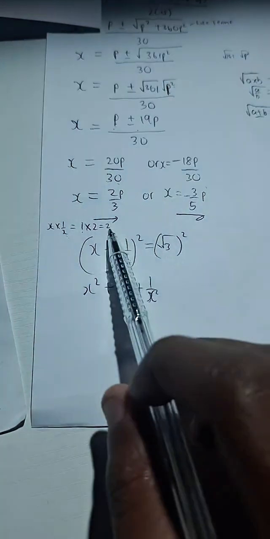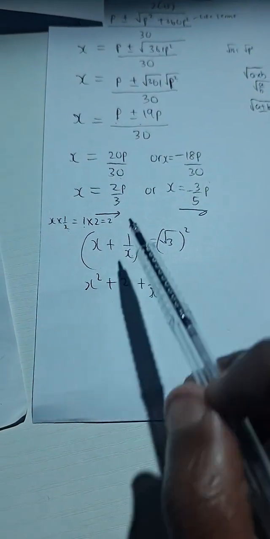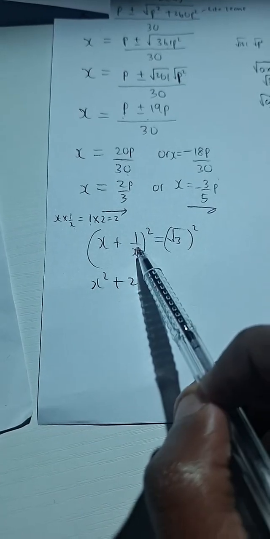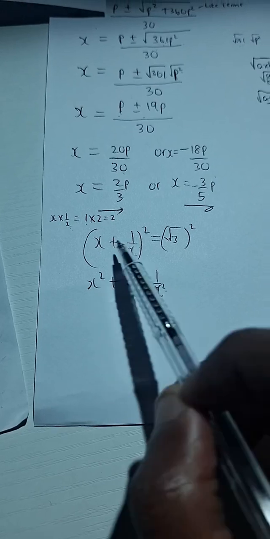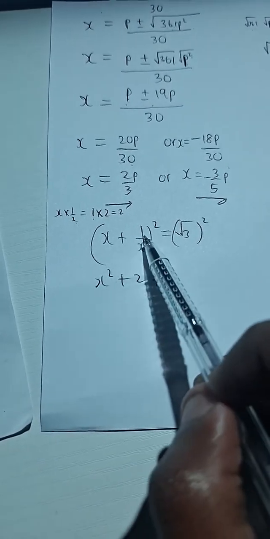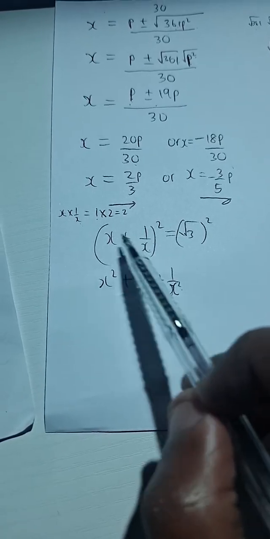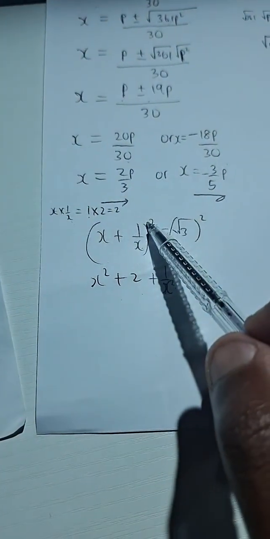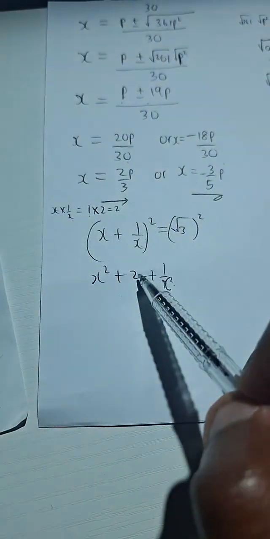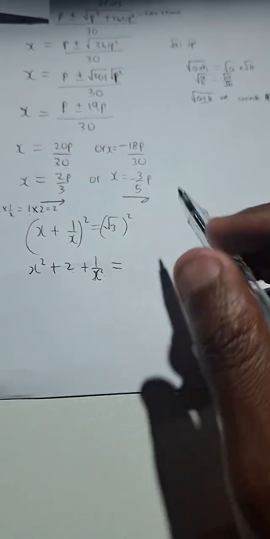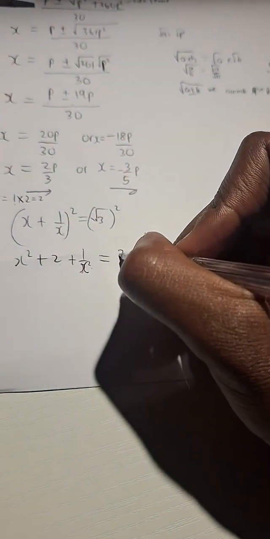I repeat, square the first term, x squared. Square the last term, which means you square 1, which is 1. You square the denominator, which is x squared. Then when you want to get the middle term, you multiply these two together. 1 times 1 over x gives us 1. Then you double it, or you multiply it by 2, which means you're going to multiply 1 times 2, which is 2. On this side, what is the square root of 2? That is 3.